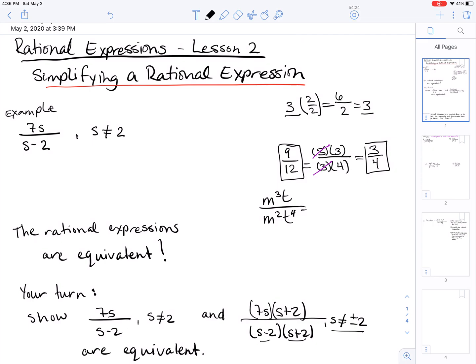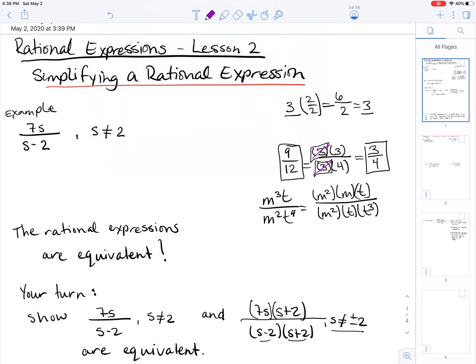Let's take m cubed times t divided by m squared times t to the 4th. Well, I need something in common like I had with the two 3's in the previous example. So at first I'm going to say, I have an m squared on the bottom, so I'm going to change m cubed to m squared times m times t. So I have an m squared on the bottom. Well, what happens to my t to the 4th? I know I need a single t, and I have t cubed.